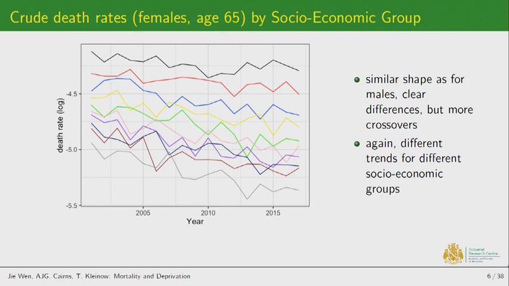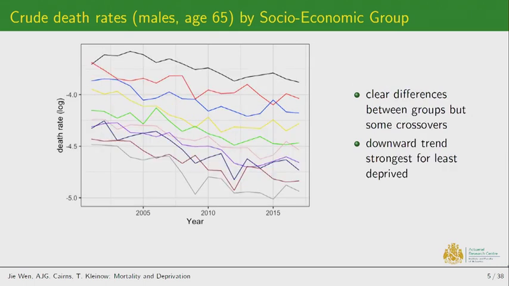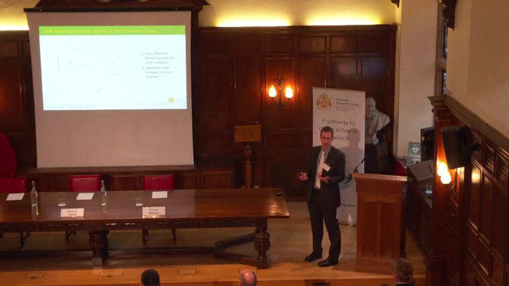And what we see is that for the most deprived, the improvement rates are almost zero. And for the least deprived, the improvements look pretty good. For females here, up to maybe around 2012, 2013. For males in this picture, I would say improvements also for the least deprived seem to stop in 2011.